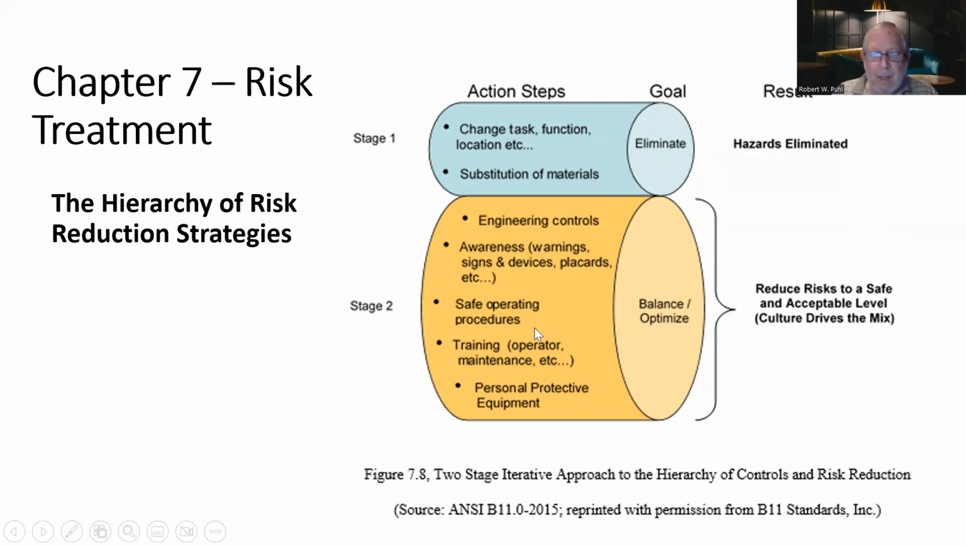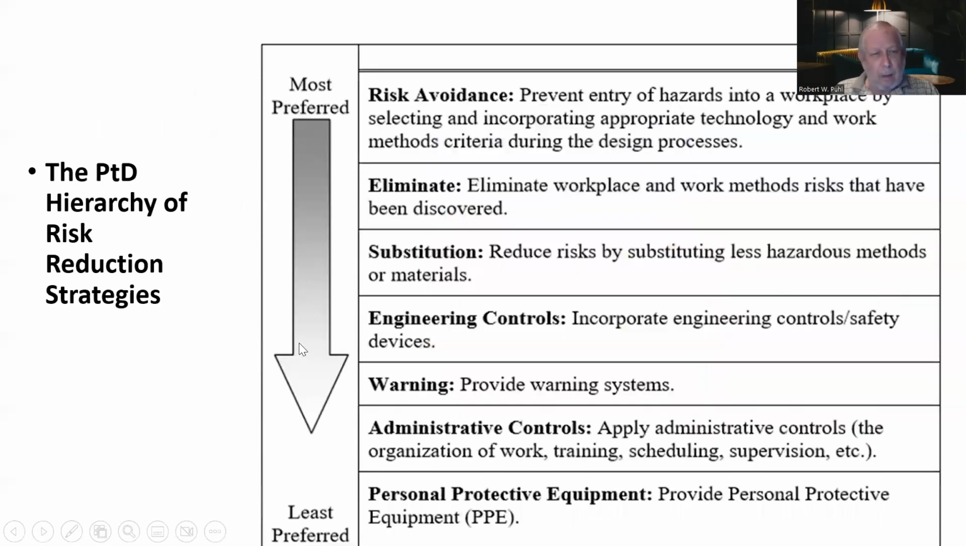I just don't like that at all. I mean, I don't think these should be all lumped together. I think you should look at engineering controls, and look at training and administrative controls. That's why I like the 5-step one. It's simple. And this is the PTD, the preventative design, hierarchy of risk reduction strategies.